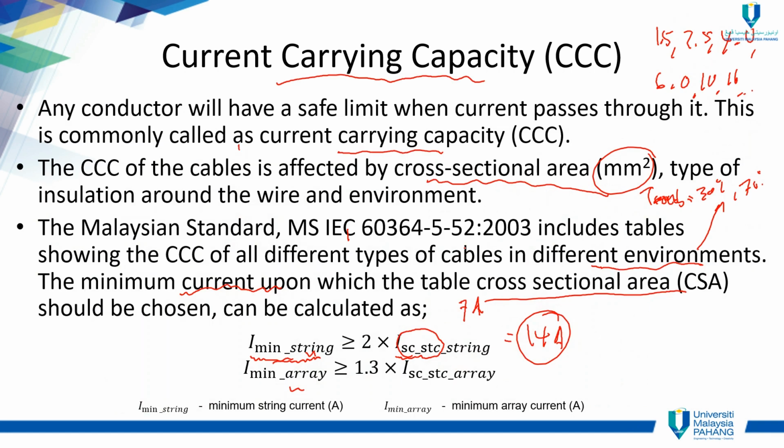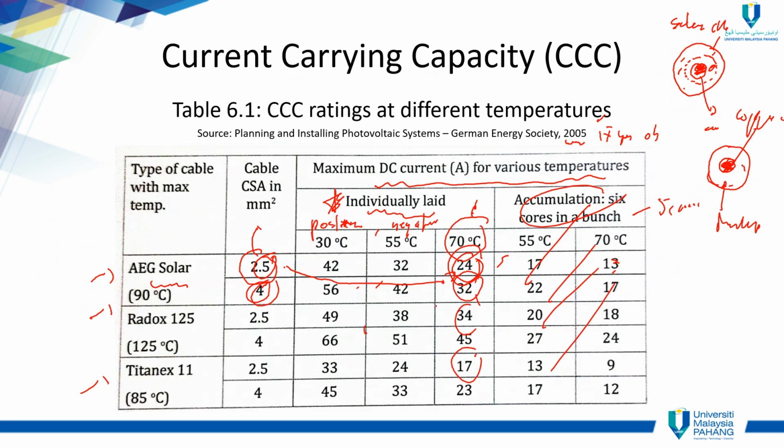Usually, like I told you, if it is a single string or double string, there's no problem with the 4.0 millimeter square cable. Sorry, 4.0 can go up to 45 amps. For recent solar modules and solar farms, they connect only one series to one channel of the inverter, which is still within the range. No problem.